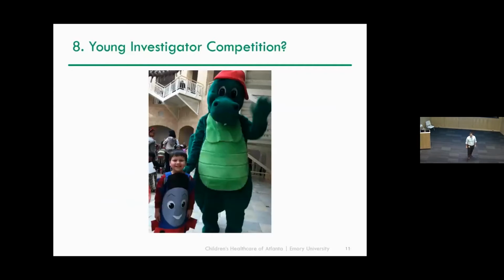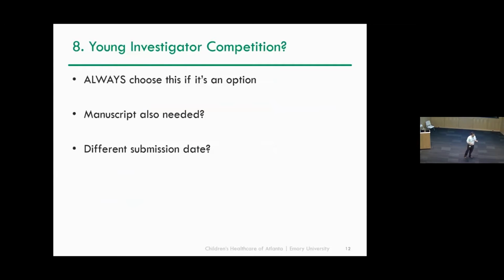But young investigator competition, most conferences will have some sort of thing like this, especially the ones you're looking at. If the conference you're applying to has young investigator competitions for the abstract, by all means do that. That's usually not a whole lot more work. Sometimes it is, so you need to find out if it is. So if there's an option, like if you submit to AAP, and use that example, there's just a checkbox like, do you want to be considered for the young investigator competition?